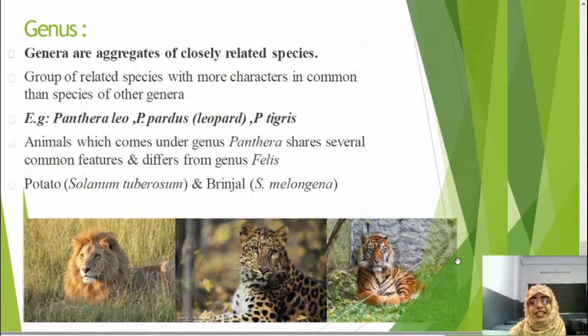So what is genus? Genera are the aggregates of closely related species. A basic example is Panthera leo and Panthera tigris, along with Panthera pardus; these come under a single genus name, that is Panthera. Whereas Solanum covers potato, brinjal and black nightshade. So these come under a single category of Solanum.